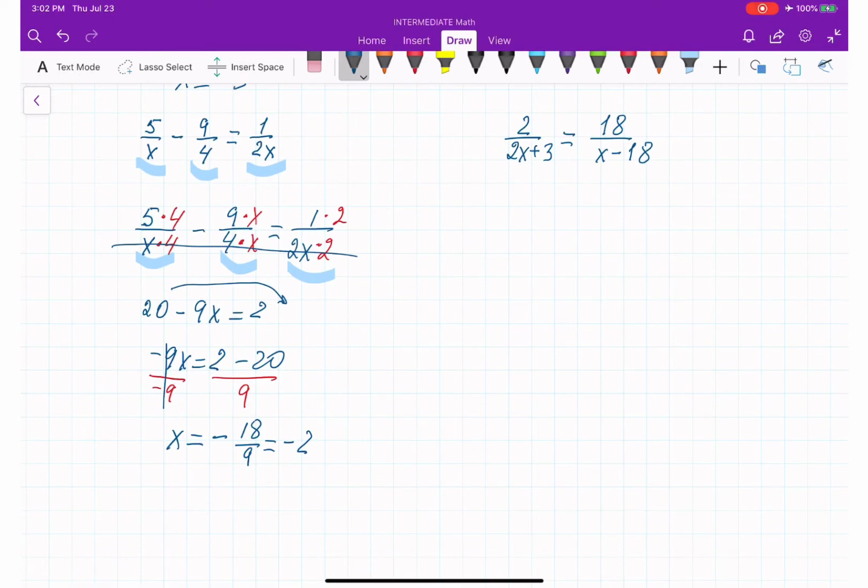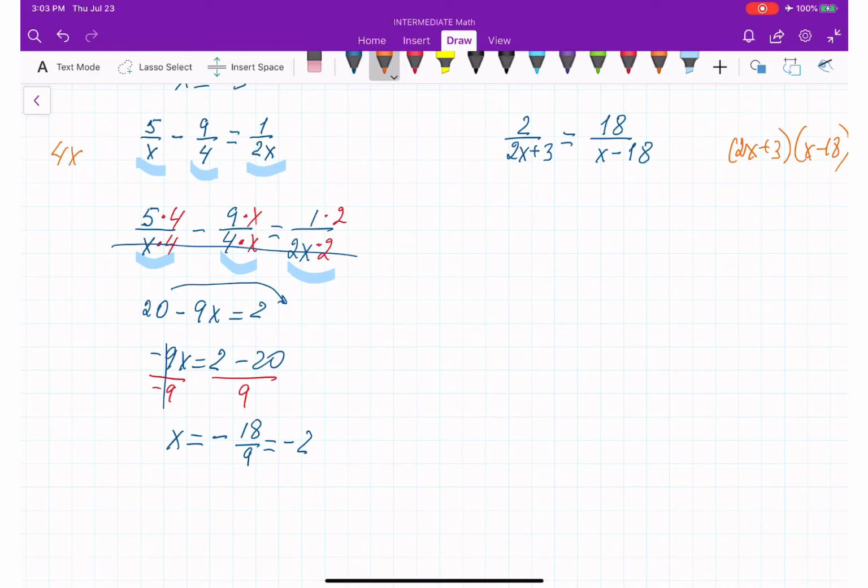So let's see what we can do here. Well, let's take our denominators, 2x plus 3 and x minus 18. Do they have anything in common? No, they don't have anything in common, which means in cases like that, we need to multiply by each other. So the common denominator is going to be 2x plus 3 times x minus 18. Okay? Let me write down the common denominator for this one also on the side so you would see it.